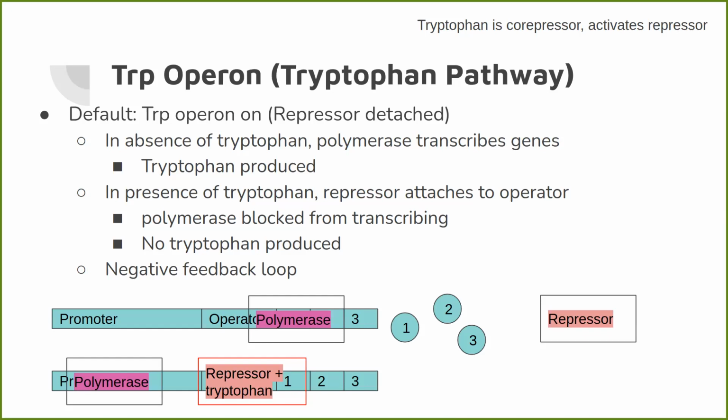So the feedback loop is: if you don't have tryptophan, polymerase is able to transcribe the genes that encode for making tryptophan. Once you have enough tryptophan, it binds back to the repressor, which starts blocking the polymerase from making more. Because of this, the cell can conserve its resources and not have to continuously create tryptophan when it's not needed.